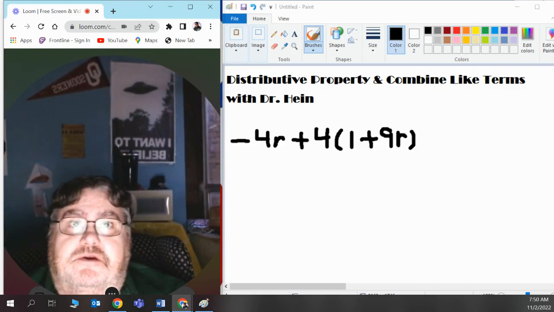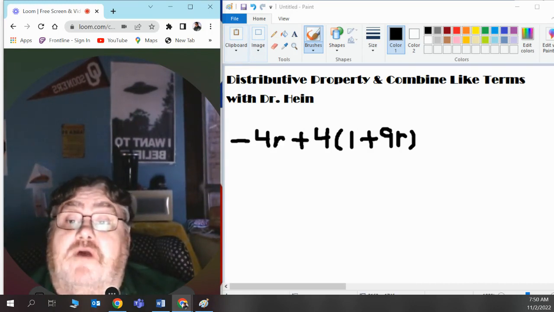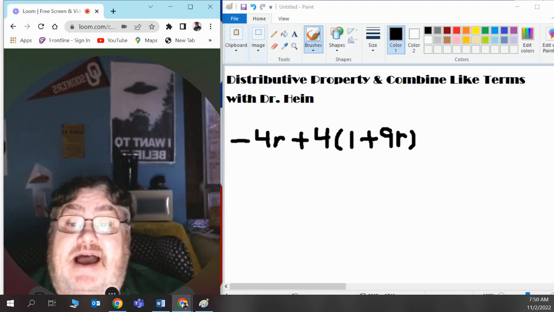Today we're going to use distributive property, and then we're going to combine like terms. Here we have a problem that says negative 4r plus 4 times (1 plus 9r).